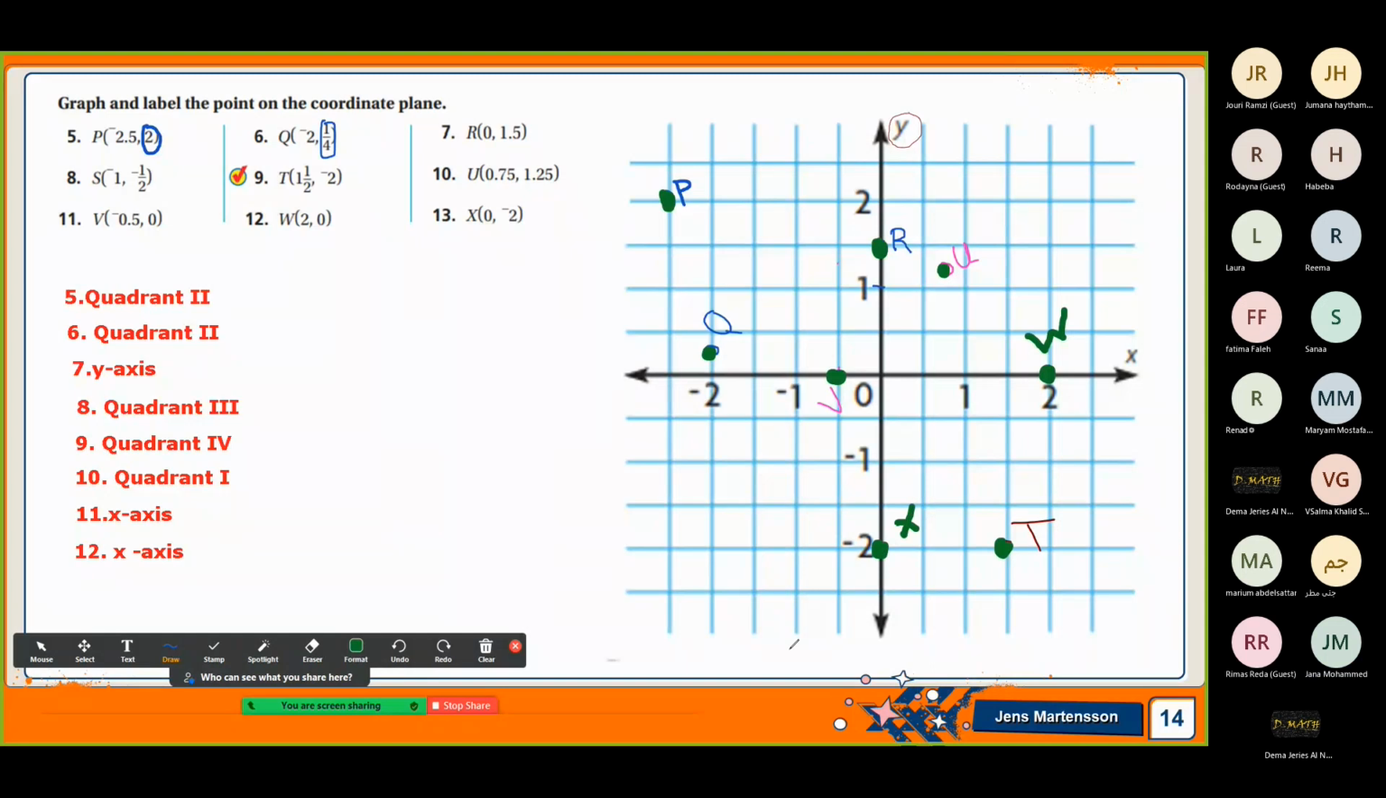Now, in which quadrant or axis? It's in the y-axis. Thank you so much.